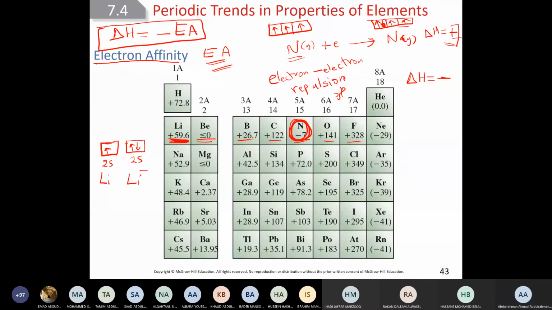Sorry. Actually, no, sorry, I made a mistake. It has only one electron. Just a second. I will talk about this in a different way.